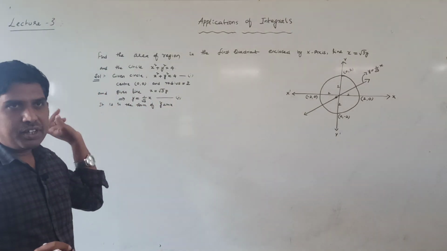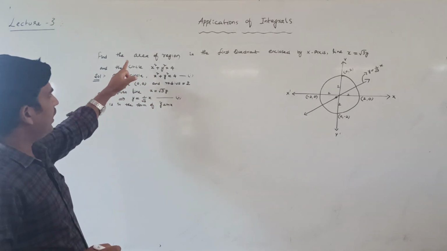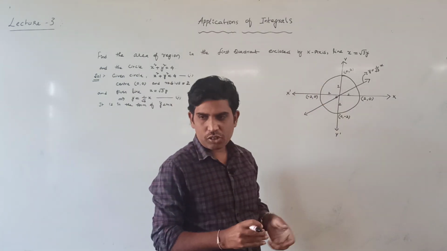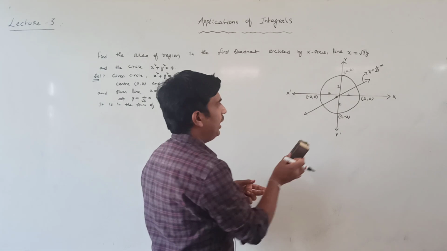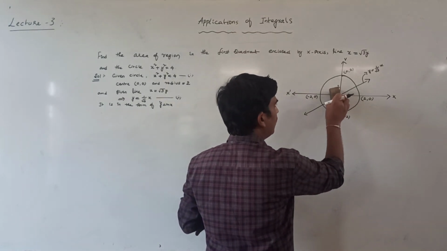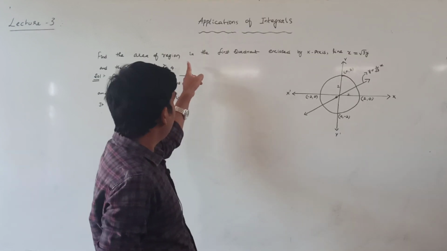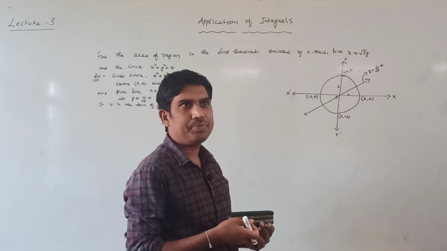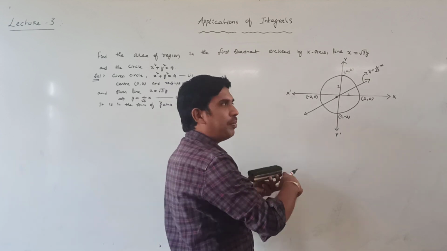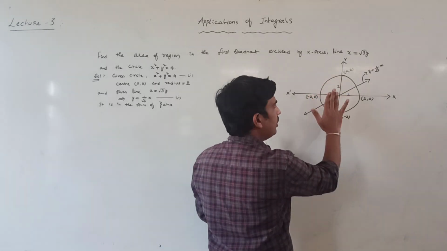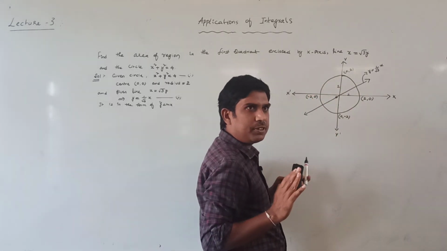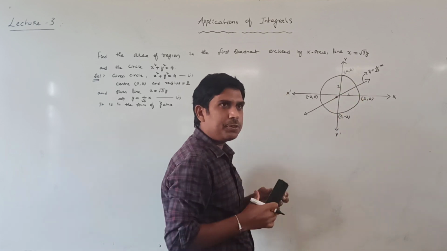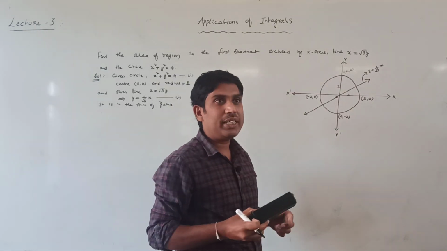Now read the question once again. Find the area of the region in the first quadrant. So these 4 quadrants are not needed. Find the area of the region in the first quadrant enclosed by the x-axis. Forget the second, third and fourth quadrants. Only the first quadrant we have to keep in mind. That area enclosed by the x-axis.